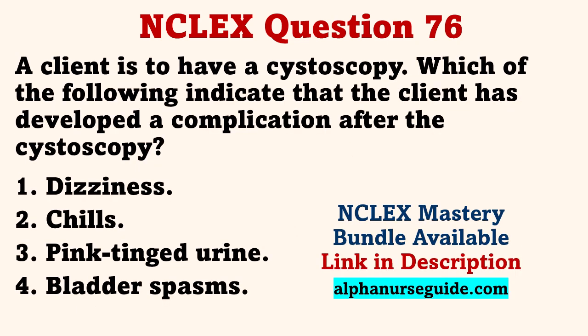A client is to have a cystoscopy. Which of the following indicate that the client has developed a complication after the cystoscopy? 1. Dizziness. 2. Chills. 3. Pink-tinged urine. 4. Bladder spasms. The correct answer is 2. Chills. Chills could indicate the onset of acute infection that can progress to septic shock. Dizziness would not be an anticipated symptom after a cystoscopy. Pink-tinged urine and bladder spasms are common after cystoscopy.